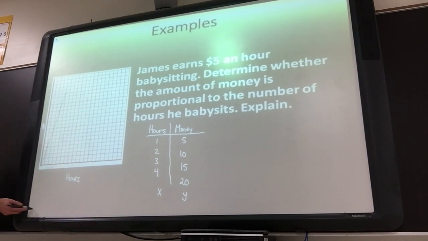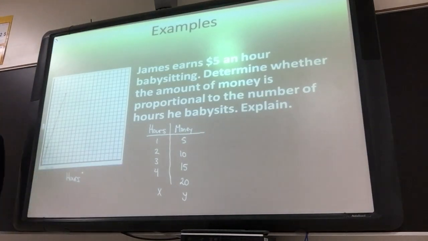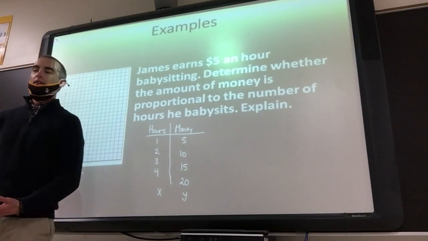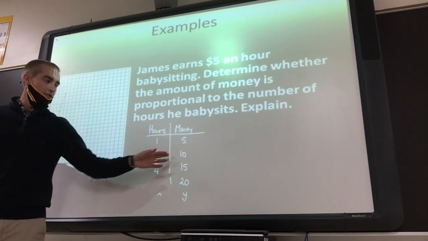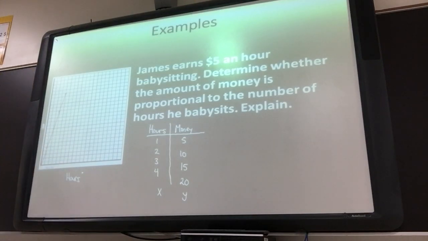So, does it make a straight line? Does it go through the origin? So is it proportional? Yes, it is. Proportional because it makes a straight line that goes through the origin. And once again, to check, you can see that all of these are going to get you the same unit rate, 5/1. Any questions?